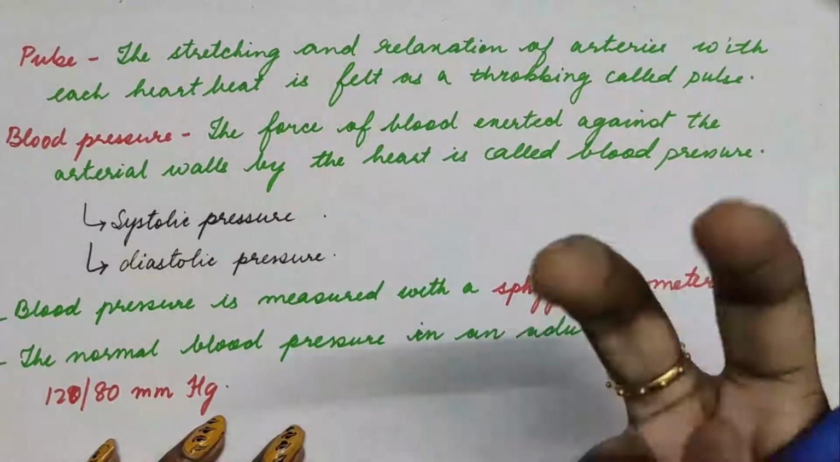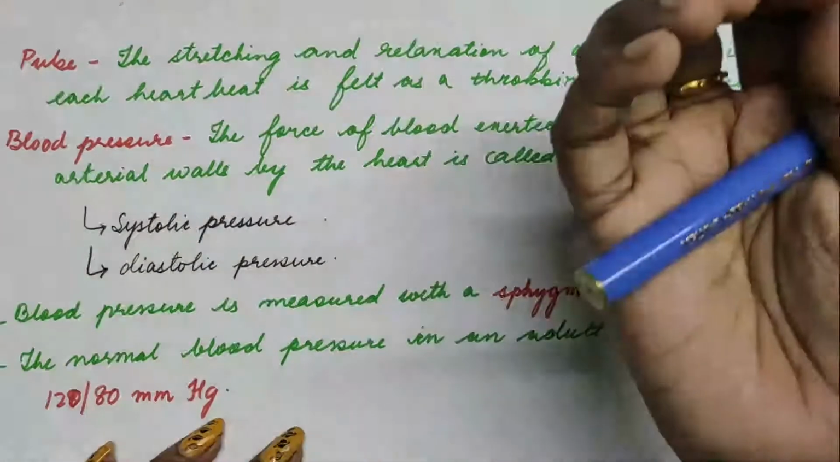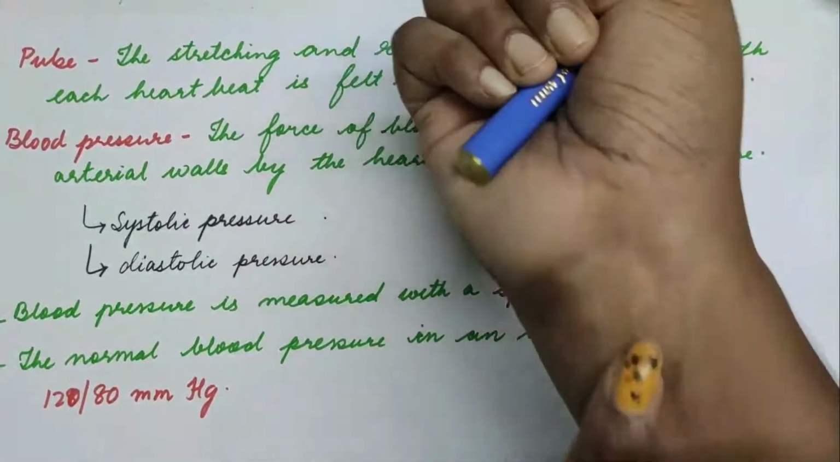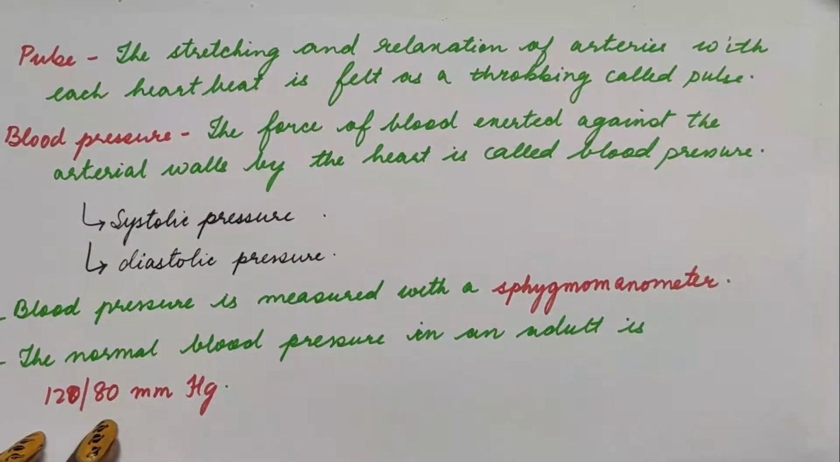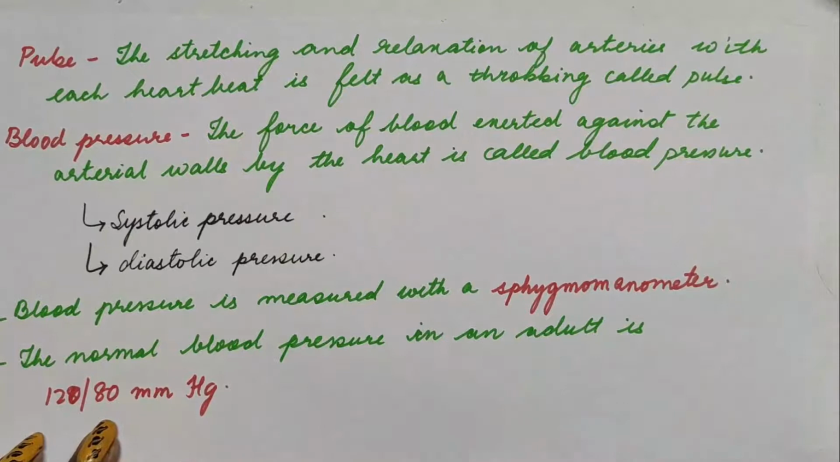It is felt as a throbbing. You can feel the pulse in the different parts of your body, like in your wrist, around your neck, in the sides of your neck. And also you know that a heartbeat or a pulse rate of a healthy adult ranges somewhere from 70 to 75 times per minute, and the pulse is the rate at which your heart is beating.